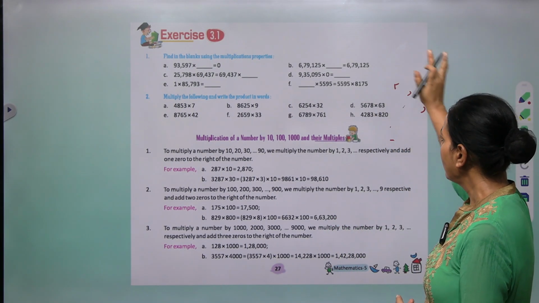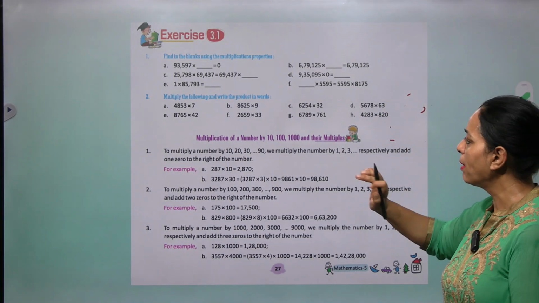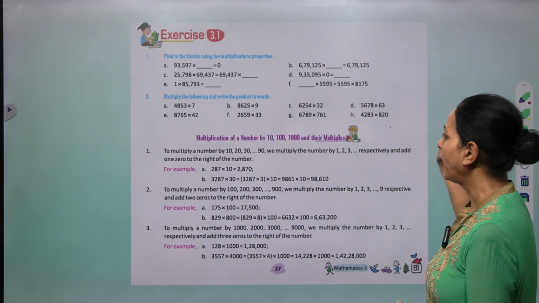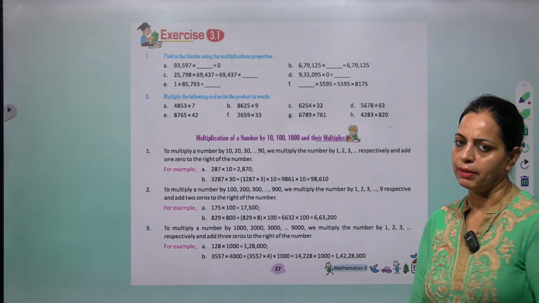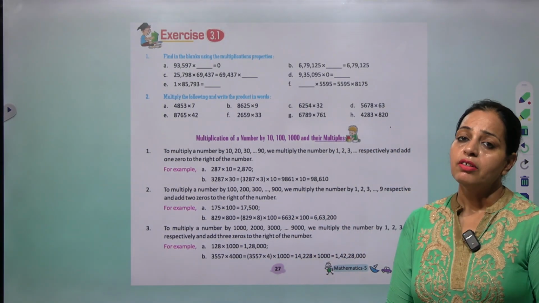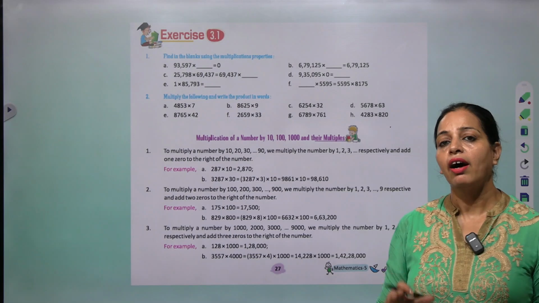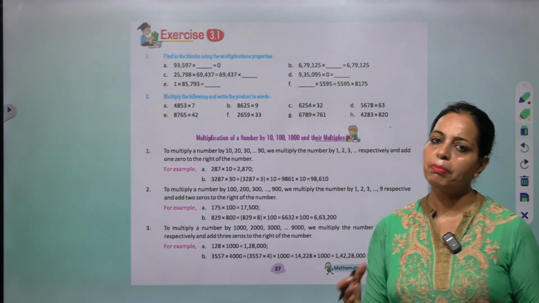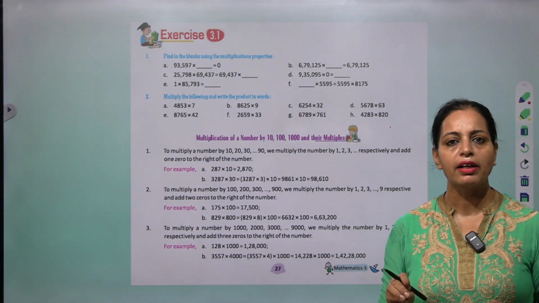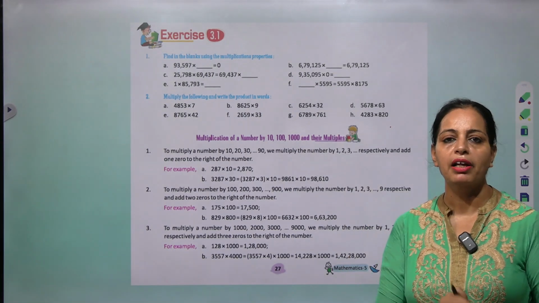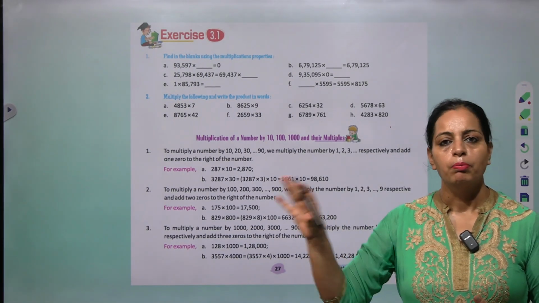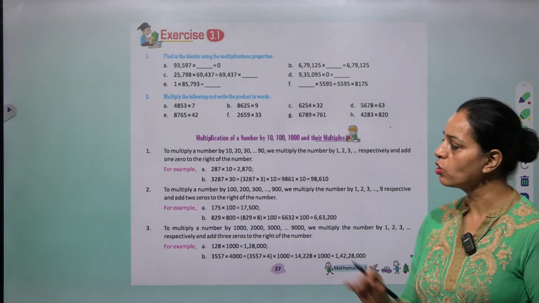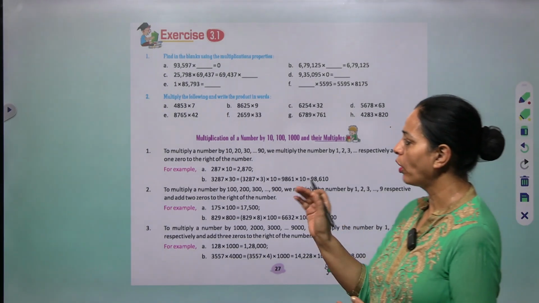Now see, the next one is multiplication of a number by 10, 100 and 1000 and their multiples. It's very easy. Whenever we multiply by 10 or 100, there is a simple way. If you multiply by 10, put one zero at the end. If you are multiplying by 100, put 2 zeros at the end of the result. So see, it's given here.